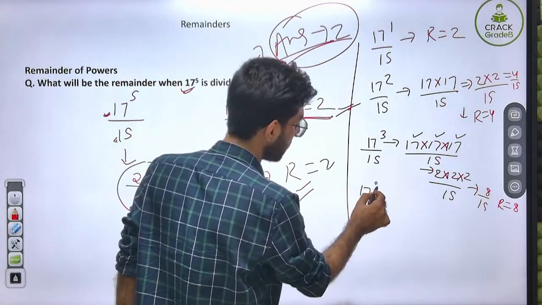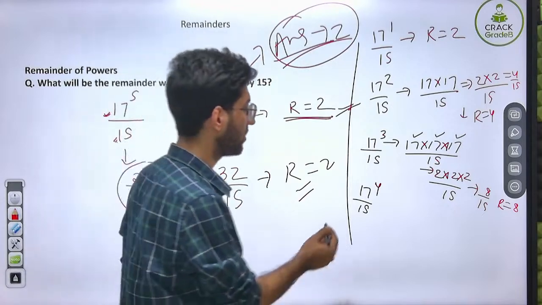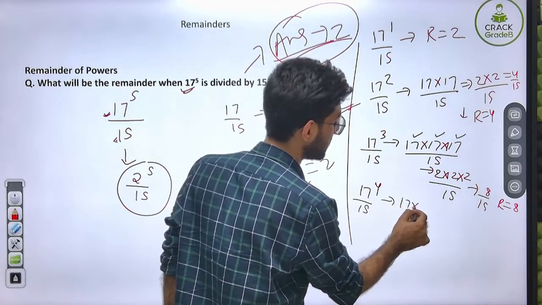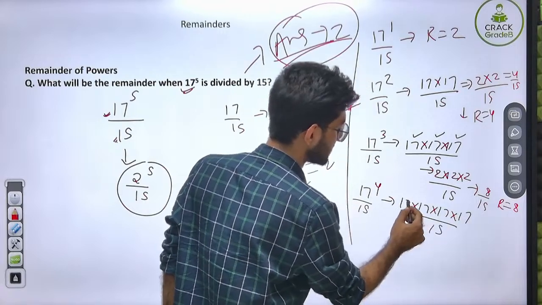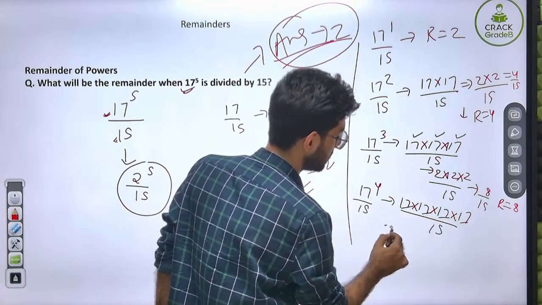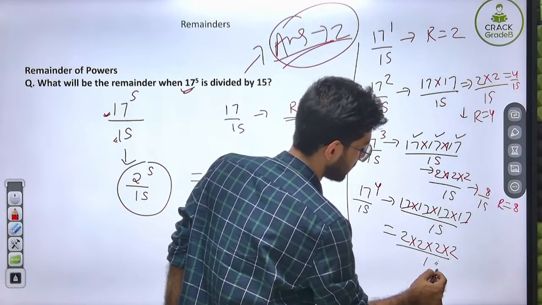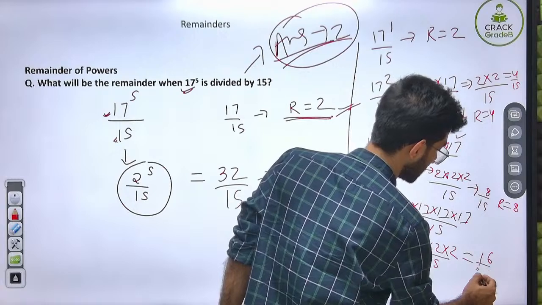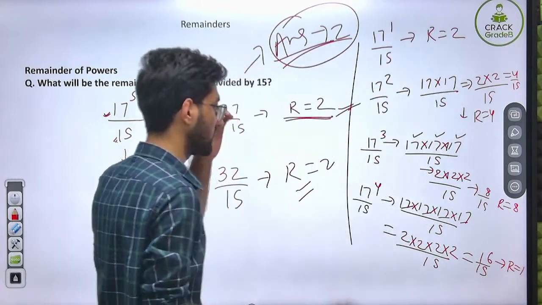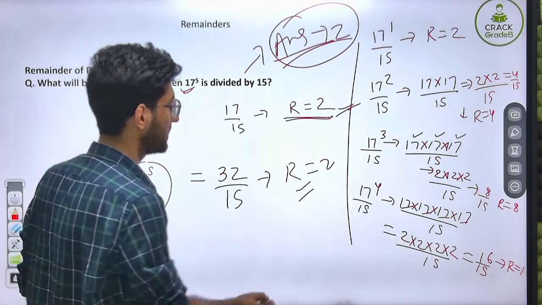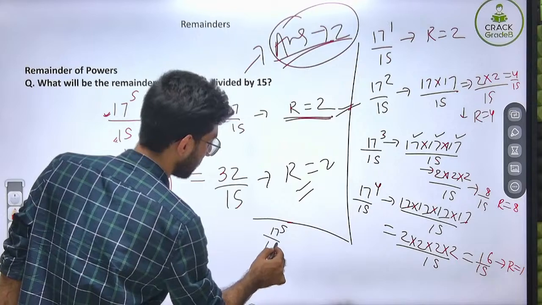Now, if you solve it further, 17 to the power 4 by 15. Basically 17 into 17 into 17 into 17 by 15. So obviously 2 into 2 into 2 into 2, so obviously this is equal to 16 by 15. So the remainder will be equal to 1, right? So now you just have to solve one more time, 17 to the power 5 by 15.